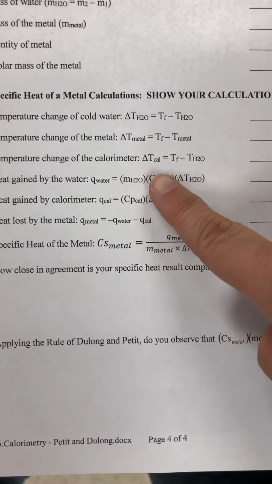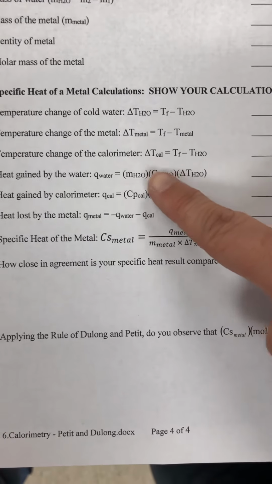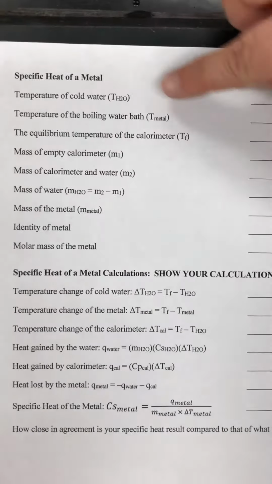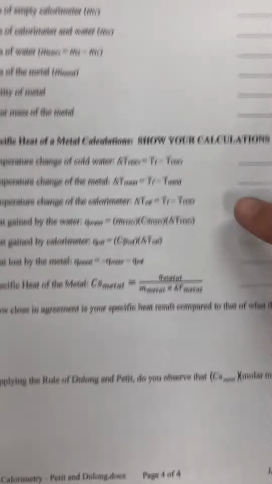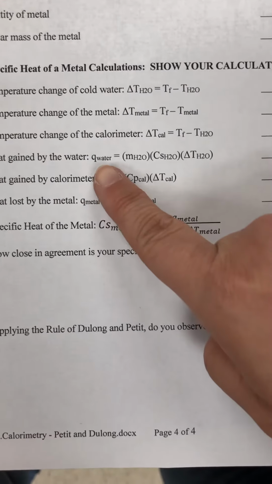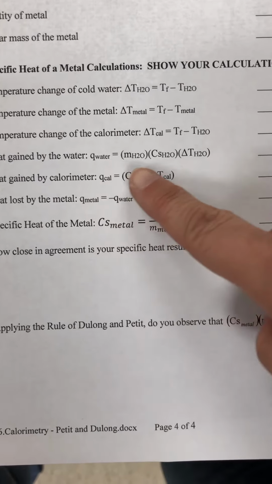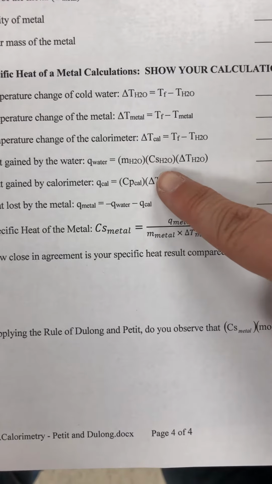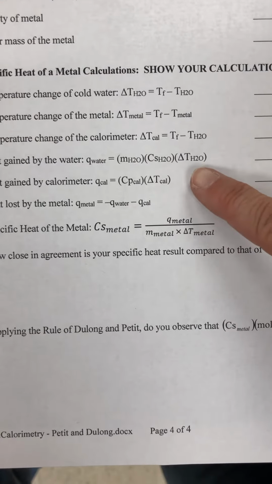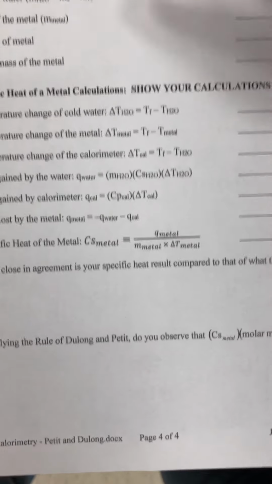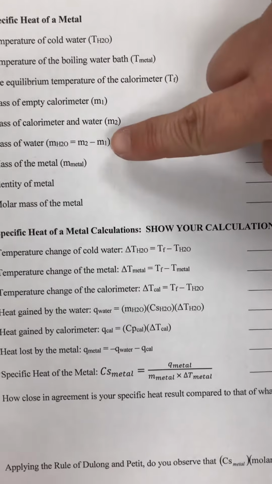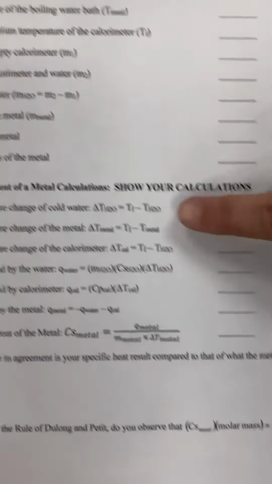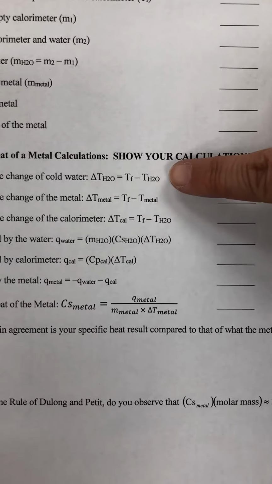Calorimeter, because remember we have to take the calorimeter into account. Our final minus our cold water. So our final minus our cold water, okay? Then let's get the heat gained by the water. So the mass of our water times our specific heat, remember that's our 4.184, times our delta T of our water. So the mass of our water is up here, that's the number we calculated earlier. And then the delta T of our water, we calculated right here, okay?